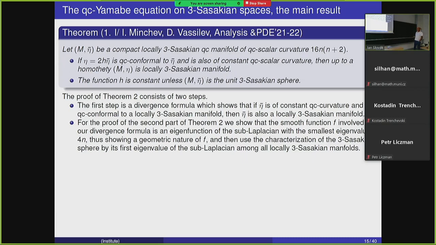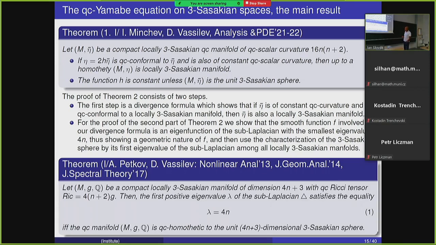We proved this with Petkov and Vassilev. Which says that if the sub-Laplacian of any quaternionic contact space reaches the smallest possible eigenvalue for n, then this should be a 3-Sasakian sphere.